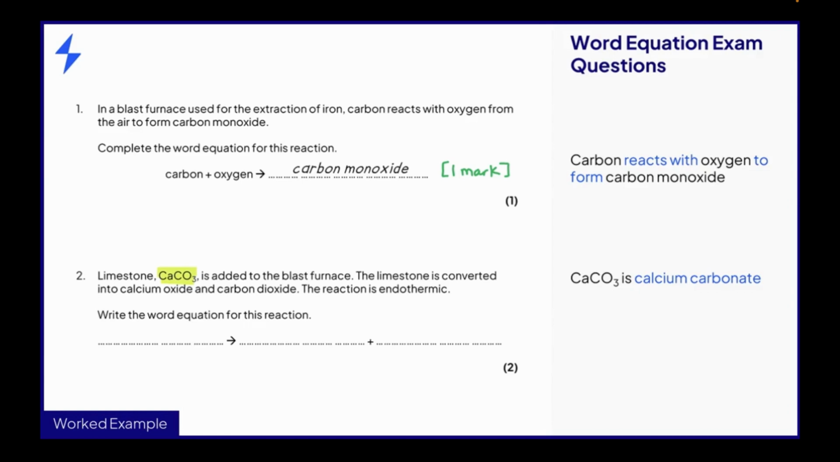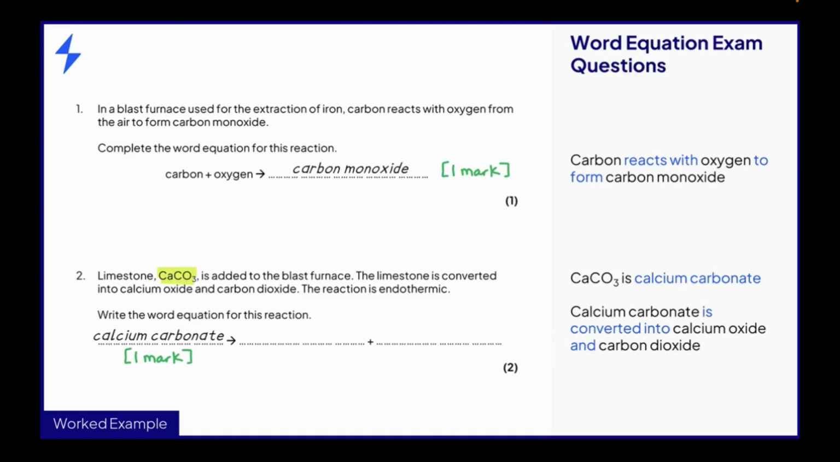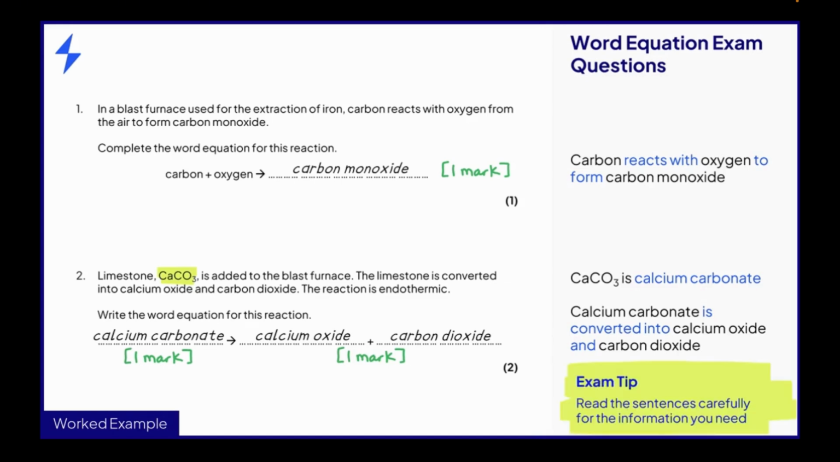This means that the key information from question 2 is that calcium carbonate is converted into calcium oxide and carbon dioxide. So the reactant in this equation is calcium carbonate for 1 mark. The question tells you that the 2 products are calcium oxide and carbon dioxide. Both products are required for the 2nd mark. Question 2 is a good example of how marks can be split in 2-mark word equation questions. Remember, word equation questions typically contain all the information that you require, so take the time to read them carefully.